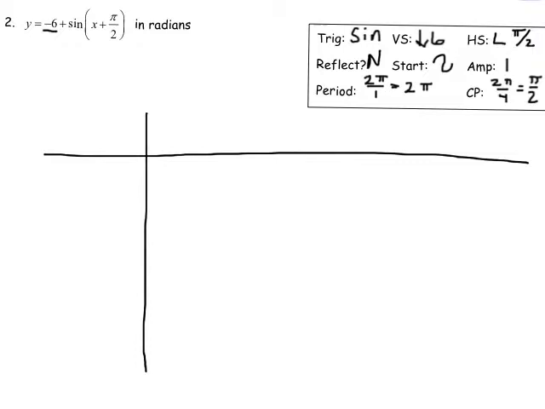Alright, so I'm going to start with, it doesn't matter how you start, the vertical shift. Typically the sinusoidal axis is on your x-axis. We're going to take that and move it down 6. So down is negative. And this is my sinusoidal axis now.